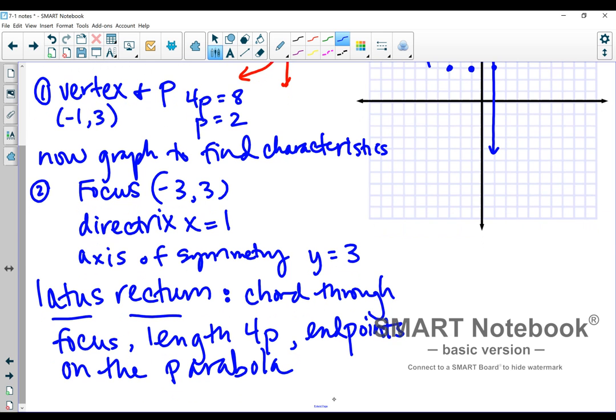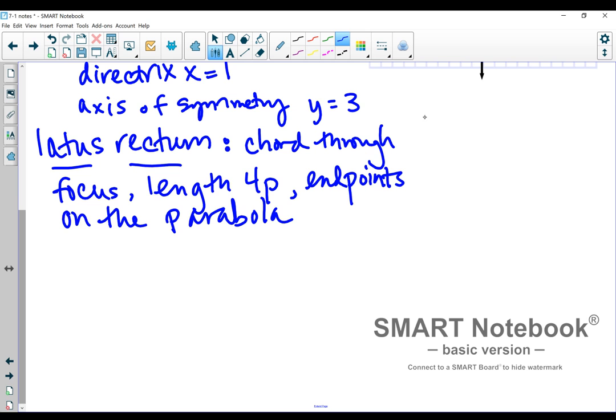So let's just draw a quick little picture of what this would look like. If I have a parabola like this, and here is my focus, and here is my vertex. So I know that this is p units here between my focus and my directrix, and I know that there is a chord through the focus that has endpoints on the parabola. And I know the whole thing is 4p in length. So that means 2p on one side of the focus and 2p on the other side of the focus.